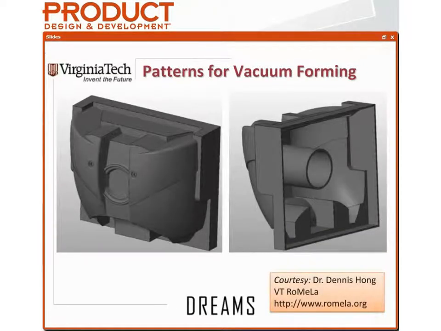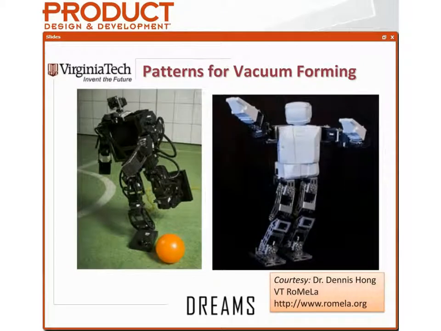And a good friend of mine, Dr. Dennis Hong, who runs the Romela Lab, likes to work on soccer-playing robots. He needed a chest plate for one of his robots, so we were able to use an FDM machine to actually print the chest plate of his robot, and it turned the robot on the left to the robot on the right, made it much more aesthetically pleasing. We did this with FDM material. You can also do it with a high-temperature Objet material, and it's a very quick and easy way to make high-quality molds for vacuum forming.